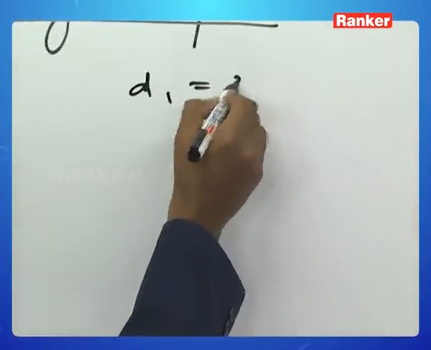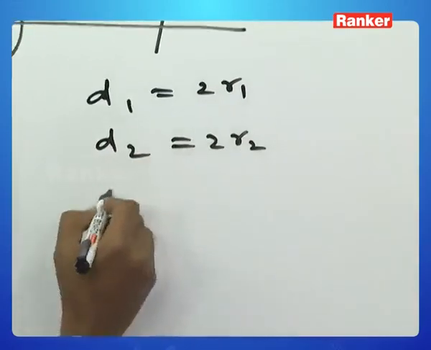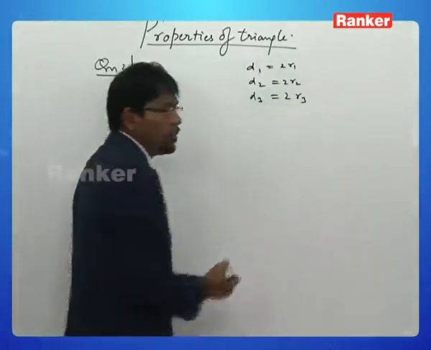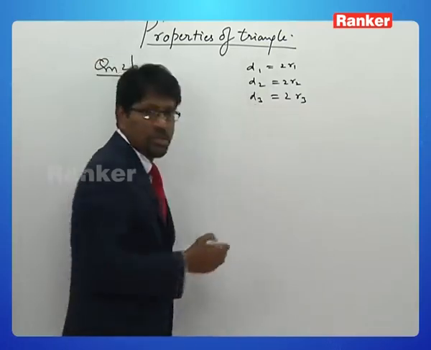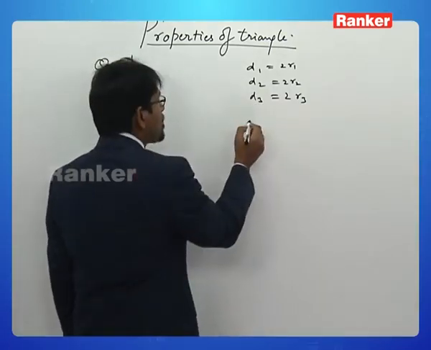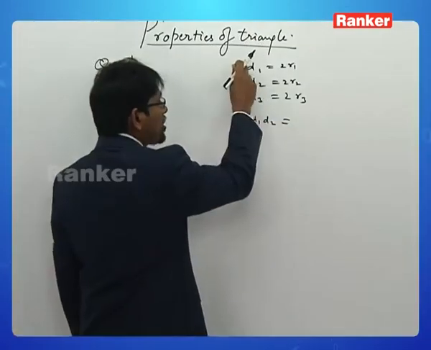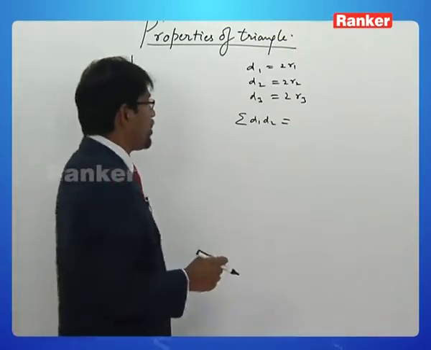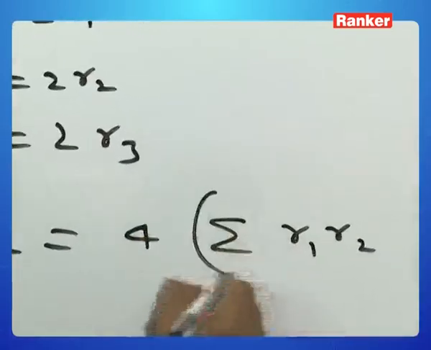D1 is equal to 2R1, D2 is equal to 2R2, and D3 is the diameter of the third ascribed circle or excircle, equal to 2R3. What is D1 D2? Sigma D1 D2, that is D1 D2 plus D2 D3 plus D3 D1, is equal to 4 into sigma R1 R2.